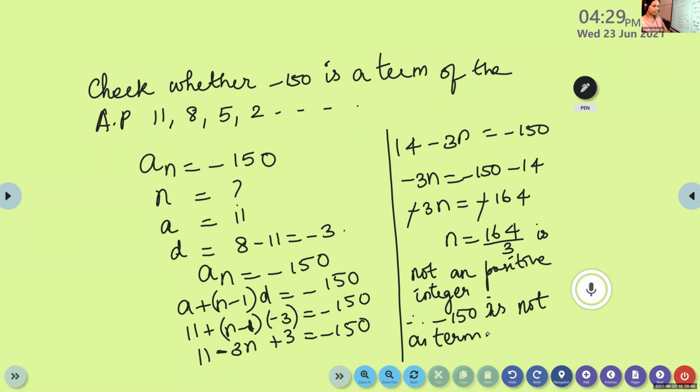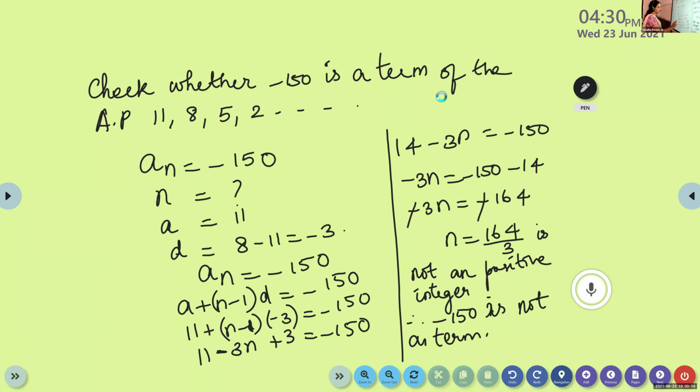Ma'am, will you explain one more time? Okay, listen. What is the question asked here? We want to find whether negative 150 is a term or not. To check this, we want to find n. If n is a positive integer, we can say it is a term. If n is not a positive integer, then it is not a term. So our aim is to find n.